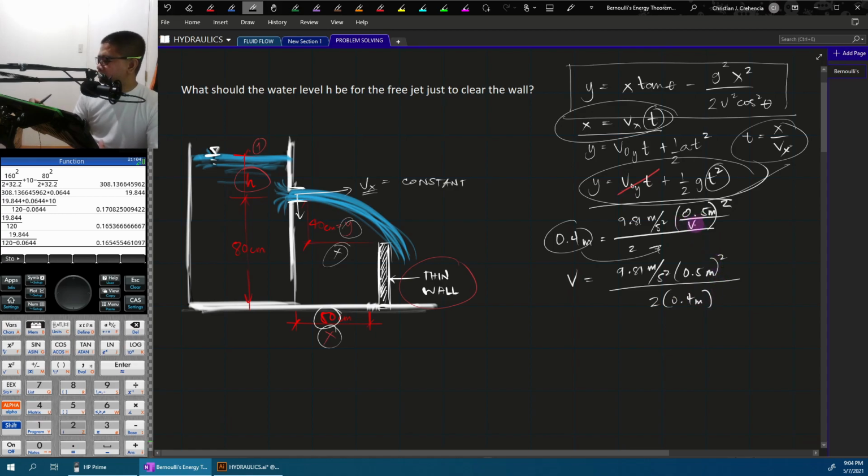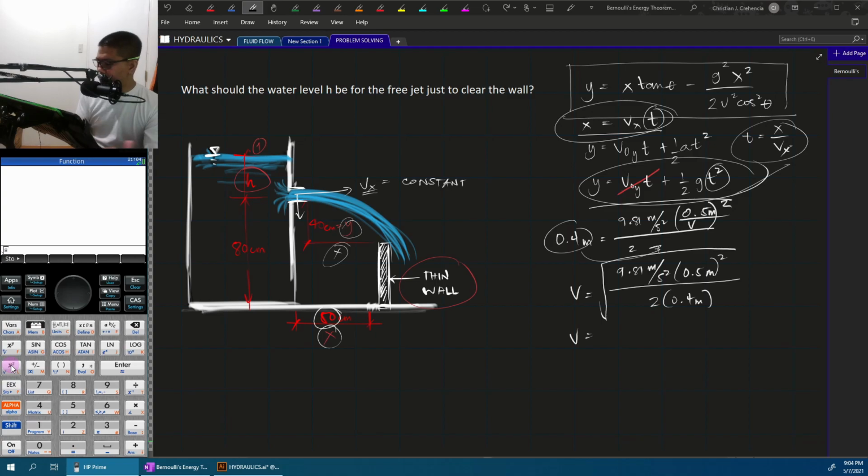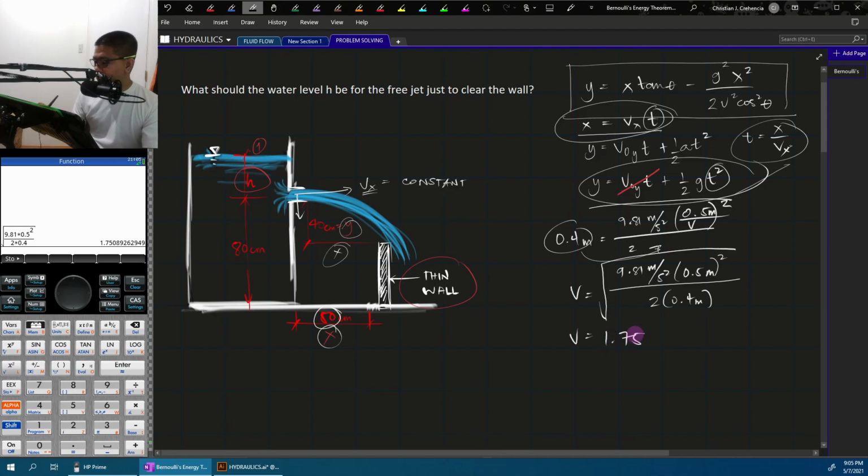Okay. Then the velocity squared, we move it here, no? And since v is squared, let's take the square root. So we can solve for the velocity v. Square root of 9.81 times 0.5 squared, then divided by 2 times 0.4. So the velocity is 1.75089 meter per second. Okay. So, we now know the velocity here.